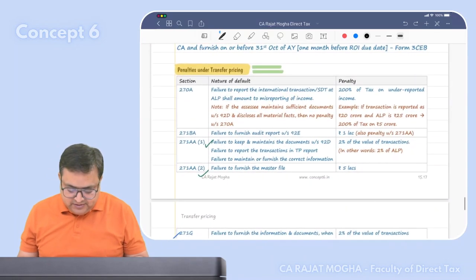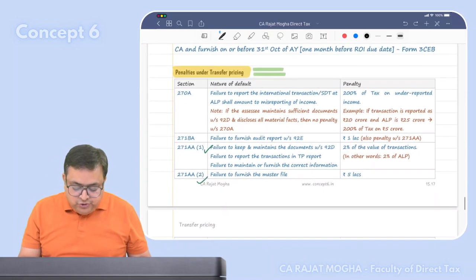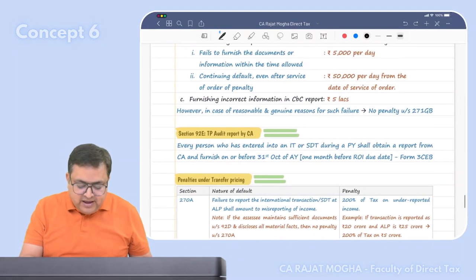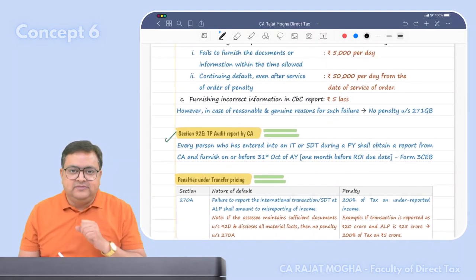Correct? Okay. If you do not furnish the audit report, then what will happen? There is a penalty of 1 lakh rupees. Right?